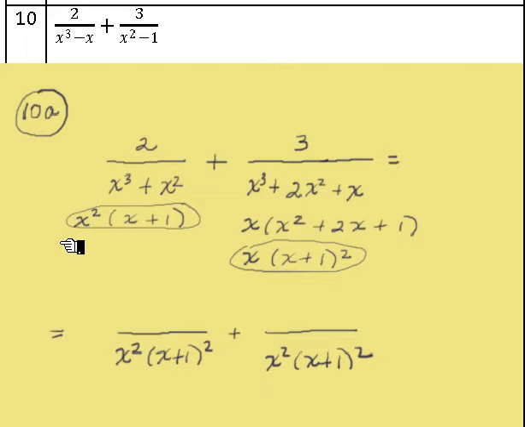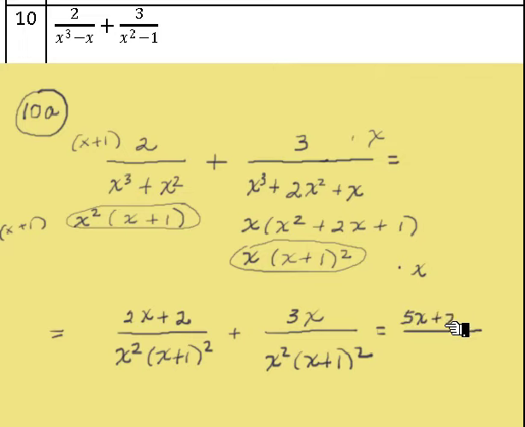Let's change this fraction to a fraction with this denominator. We'll have to multiply numerator and denominator by x plus 1. So this numerator is 2 times x plus 1, that's 2x plus 2. Let's change this fraction to a fraction with this denominator. We'll have to multiply numerator and denominator by x. So here we have 3x. All right, now we're ready to combine these. 2x plus 2 plus 3x, that's 5x plus 2, over x squared times x plus 1 squared.